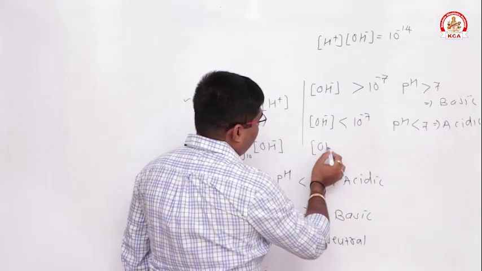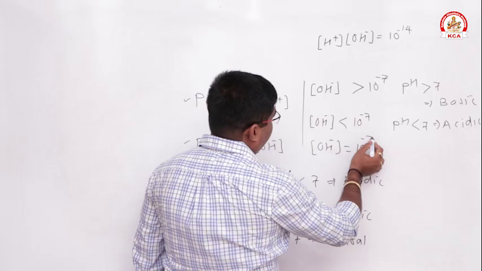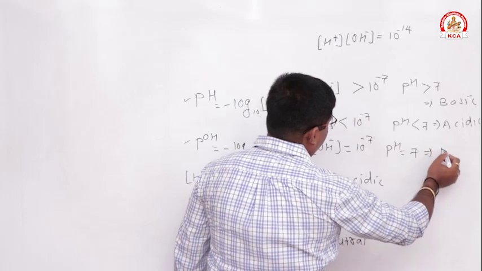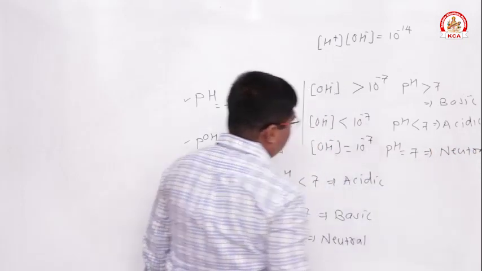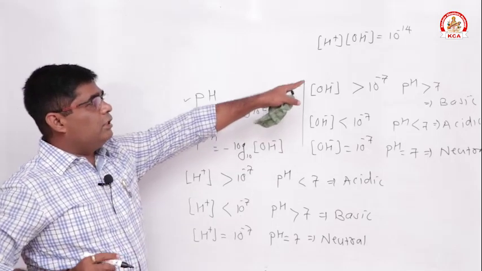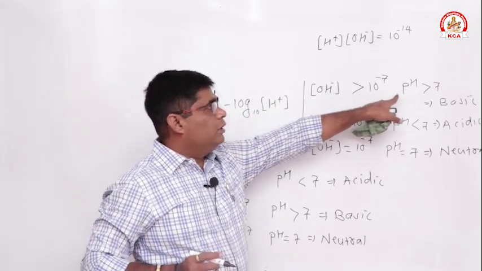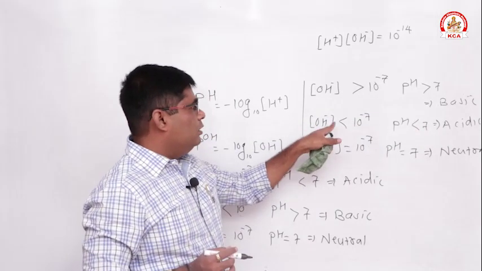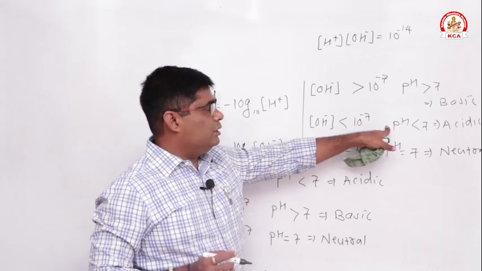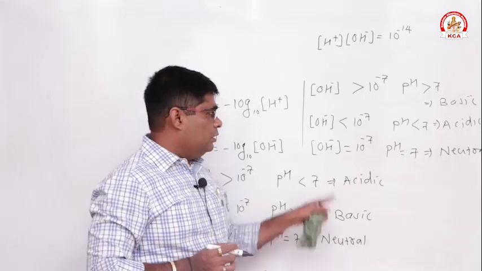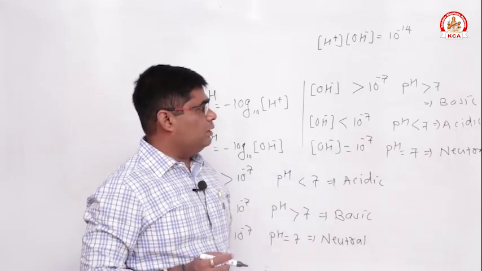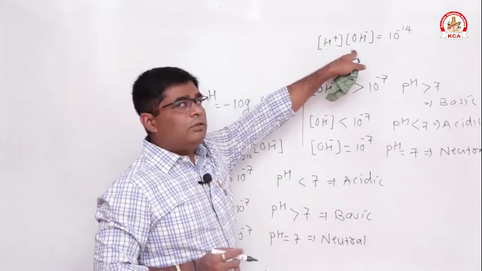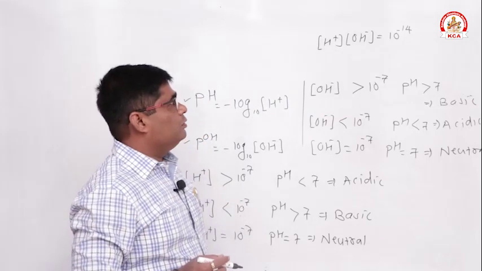And again, OH minus ion concentration equal to 10 raised to minus 7, again pH equal to 7, the solution is neutral. जे आपण मागच्या पिरियडला पाहिलंय, म्हणजे OH minus ion concentration more than 10 raised to minus 7, pH greater than 7, solution is basic. OH minus concentration less than 10 raised to minus 7, pH less than 7, solution is acidic. And OH minus ion concentration 10 raised to minus 7, pH equal to 7. म्हणजे थोडक्यात काय की H plus आणि OH minus concentration is equal to 10 raised to minus 14.